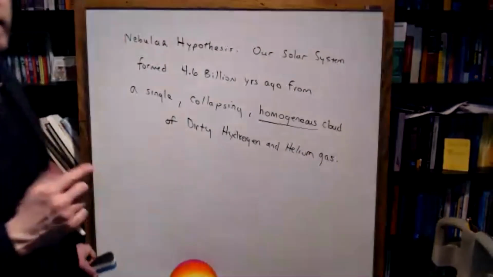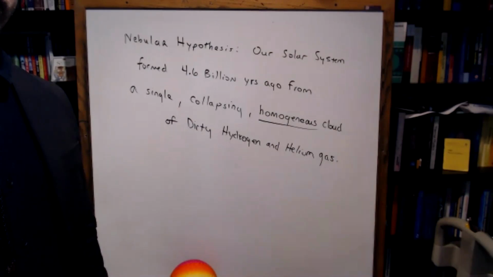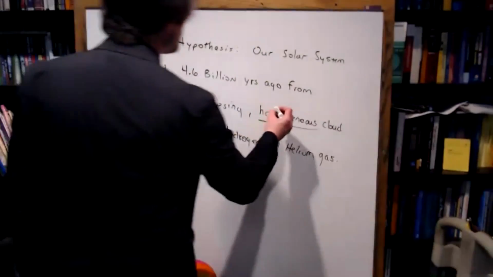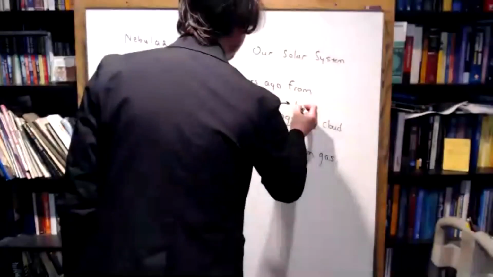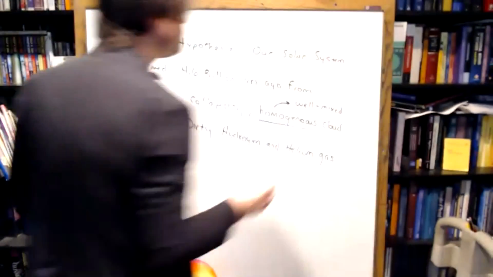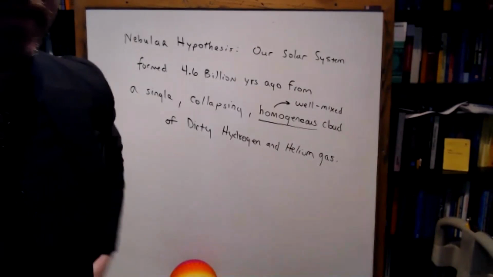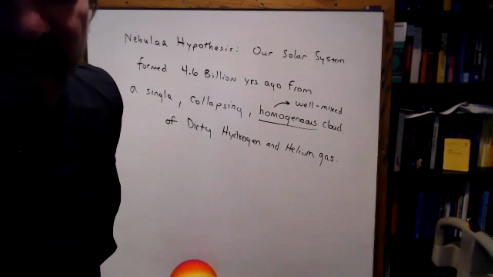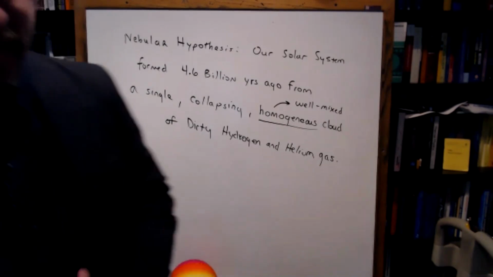You guys know what I mean by homogeneous, right? Homogeneous means well mixed, like pancake batter or something. Homogeneous is uniform, smooth, not lumpy, it's a paste.